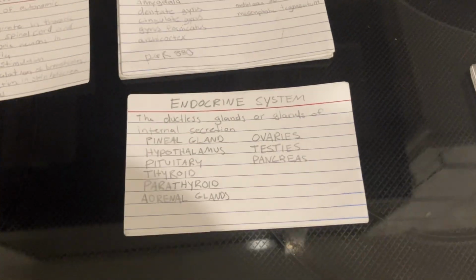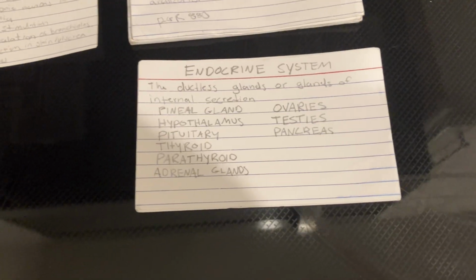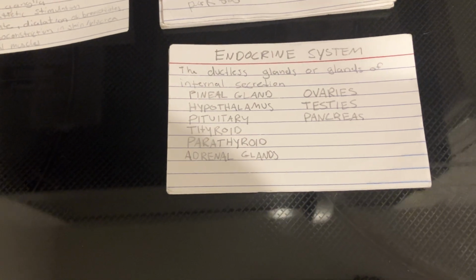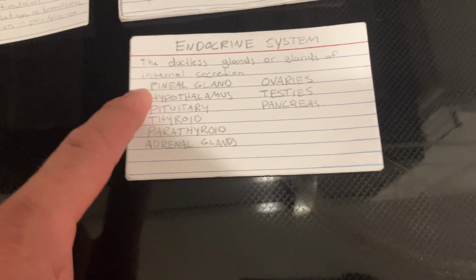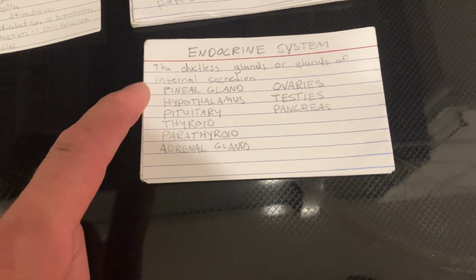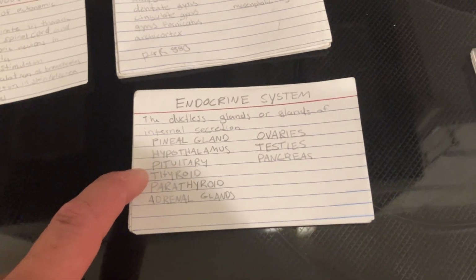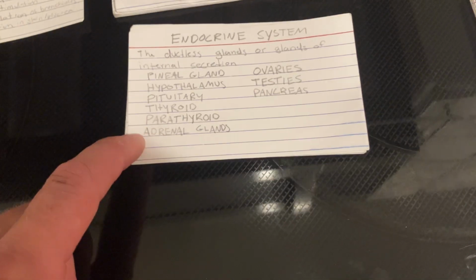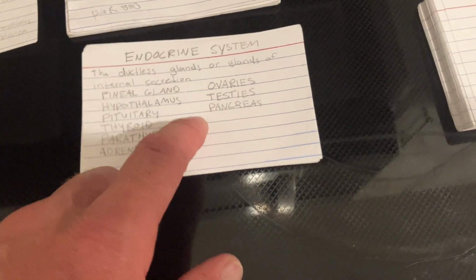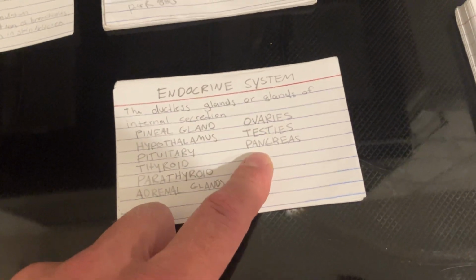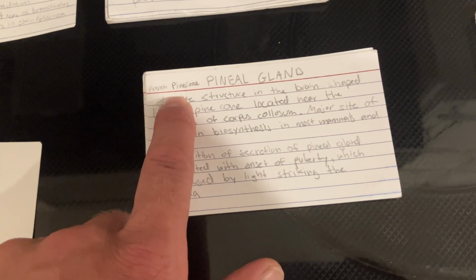Let's talk about the endocrine system, which is the ductless glands or glands of your internal secretion. Here's the list of them: the pineal gland, the hypothalamus, the pituitary, the thyroid, parathyroid, adrenal gland, ovaries, testes, and pancreas. Now the first one up, pineal gland, French for pine cone or pine tree.